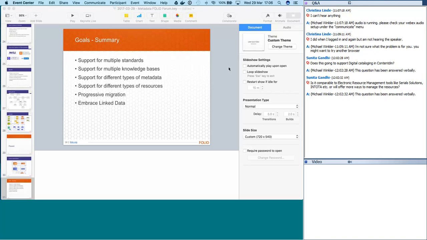Great. So we have another question. Could you expand a bit on your current thinking about how Folio might embrace linked data? Sure, I can try. I think Vince talked about it a little bit in the diagram that he was showing. This takes effectively, I suppose, two parts.